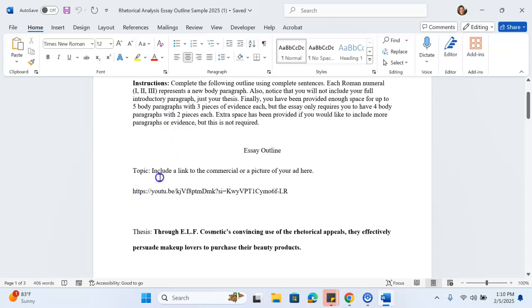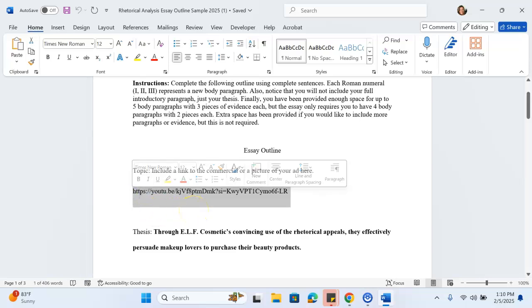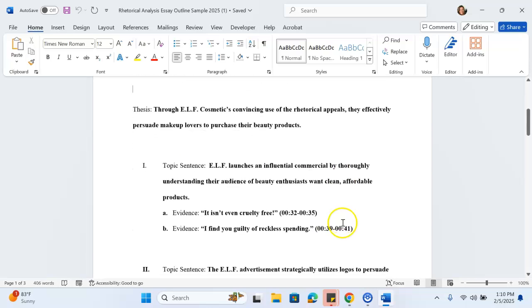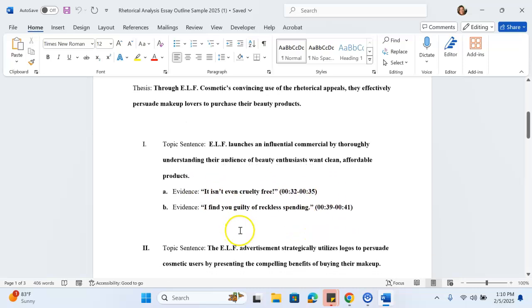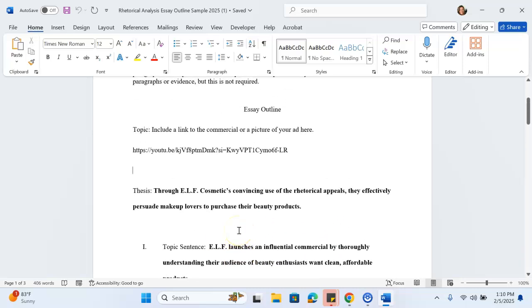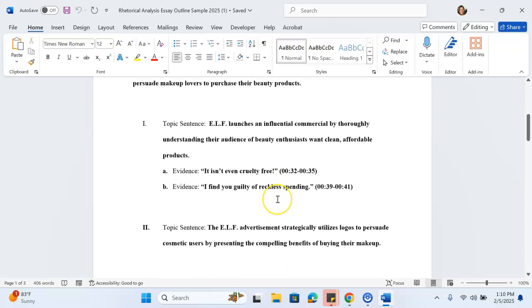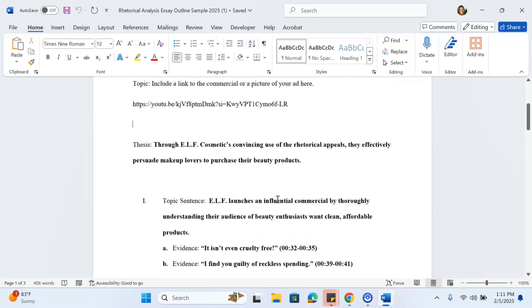It starts with topic, and I say include a link to the commercial or picture of your ad here. All the student does is provide that YouTube link so that I can access the ad. When I grade these, full disclosure, I read through what you have to say. You provide the timestamps for your specific examples, and I go watch those examples and say, oh, yep, the student is choosing examples wisely, or no, the student is not, and this needs to be reworked.